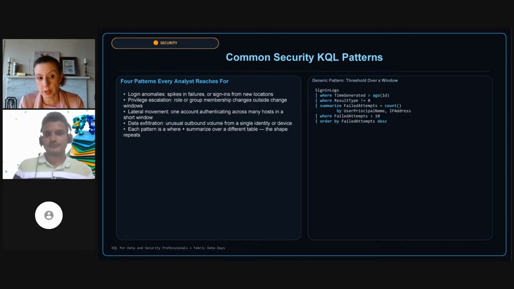And that was another thing when you think about security, is also thinking about containment. There may be a breach, someone can get in, but how do you contain it so that they can't go further and quietly, laterally move through a system? And then there's data exfiltration, again, limiting what data can be removed from a system. So, unusual outbound volumes from a single identity or device. And each pattern is filtered, plus summarized over different tables, and the shape repeats.